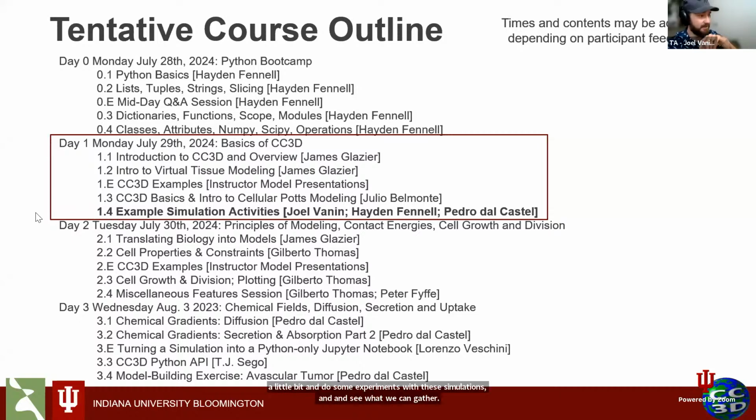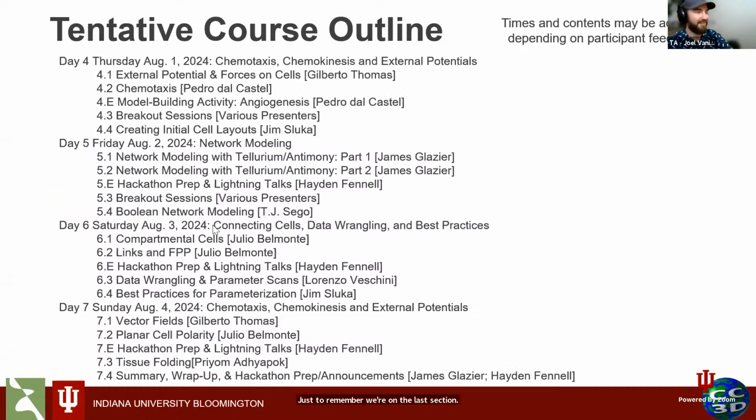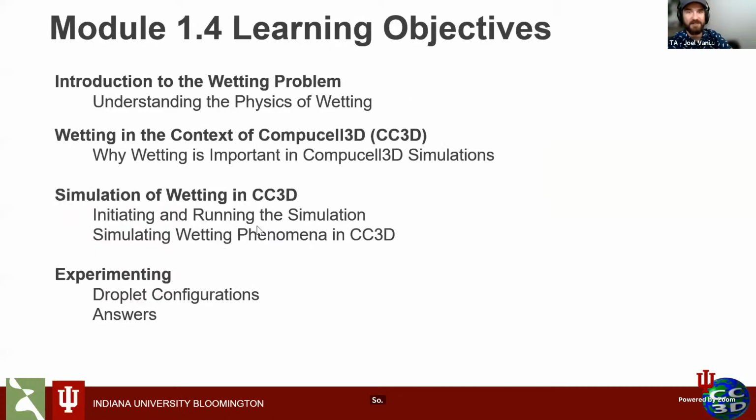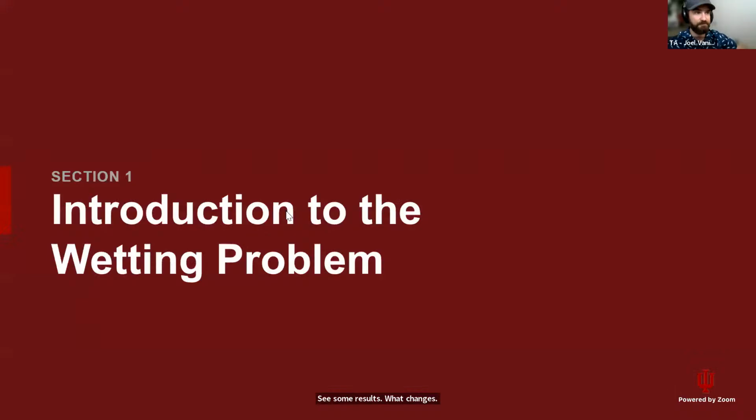Just to remember, we're on the last section, but there is more for the other days over here. So the learning objectives of this module are to introduce people that don't have a background in physics to what the problem of wetting is, and why it's so important to understand that concept in CC3D and this type of simulations that we do here. Then we're going to actually play with that simulation for a while and try to get some answers or see some results, what changes when we change some parameters.